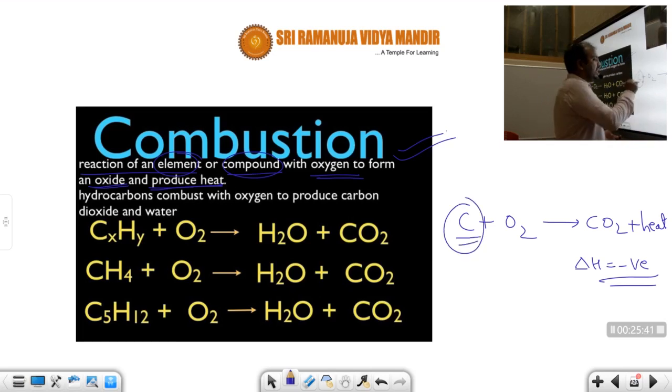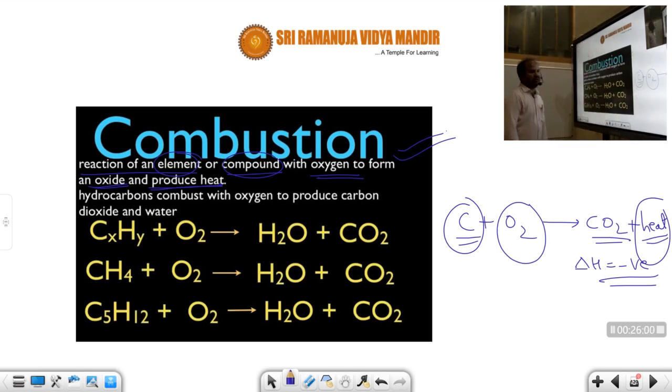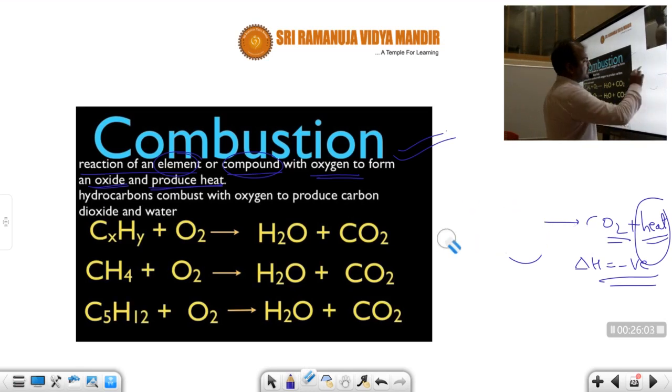So if you take either element or compound, whenever it reacts with oxygen in the presence of air, it forms its corresponding oxide. Here carbon is taken, that's why carbon dioxide will be formed. If I take sulfur, sulfur dioxide will be formed, and it will produce more heat energy. That is called combustion reaction.